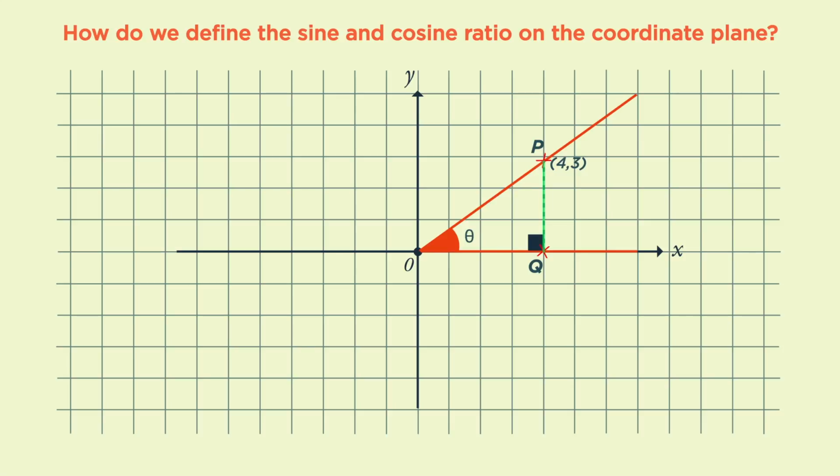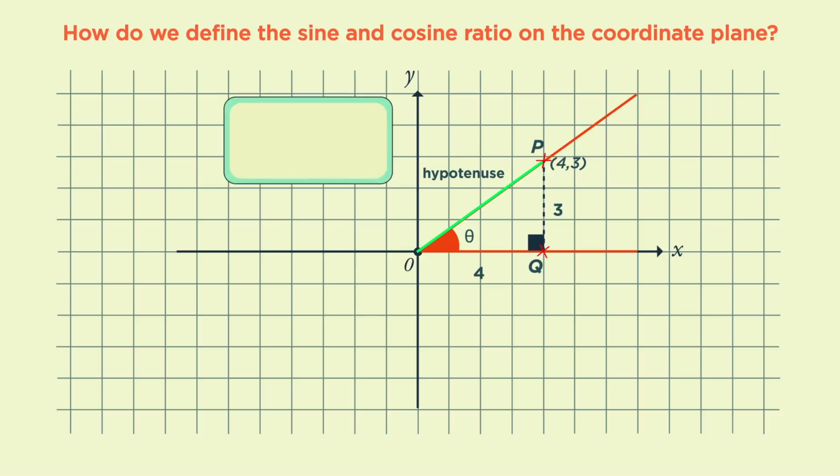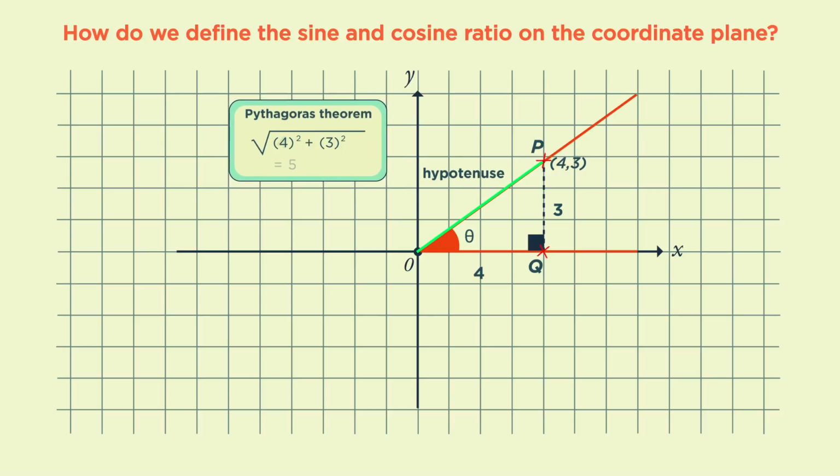In this triangle, PQ is opposite angle theta and OQ is adjacent to angle theta. PQ is obtained from the y-coordinate of the point P, while OQ is obtained from the x-coordinate of the point P. How about the side OP? OP is the hypotenuse and it can be obtained using the Pythagoras theorem.